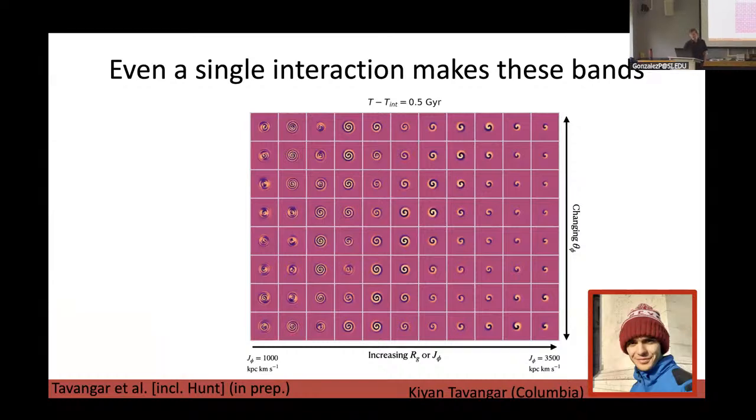And so even a single impact or interaction, a single perturbation, actually ends up making these bands. The next slide is easier to show that, but this is an illustration from Kian Tavangara, grad student at Columbia, where you can see there's some correlation in the pattern of these phase spirals. This is plotting spirals from a test particle simulation as a function of, again, angular momentum and phase angle, and you can see there are some trends in these diagonal bands.